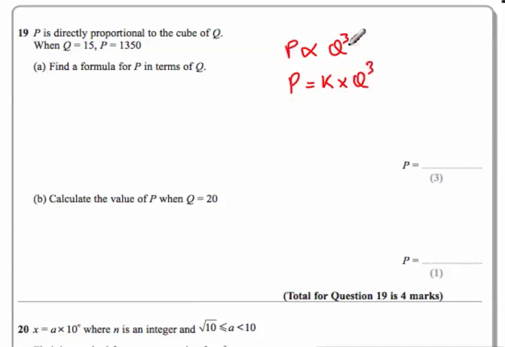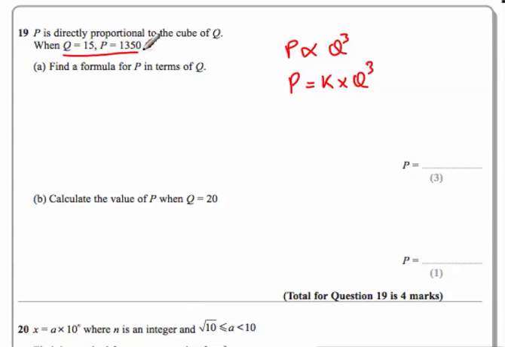Now, if you're not sure about this and you've not done this before, you need to revise the topic. Okay. So they're wanting a formula for P in terms of Q. We're not quite there because we don't know what K is, so we've got to find out what K is. They've given us two values, so we can use those.